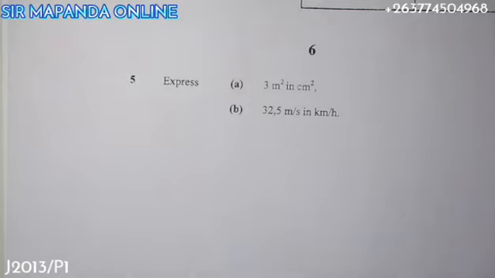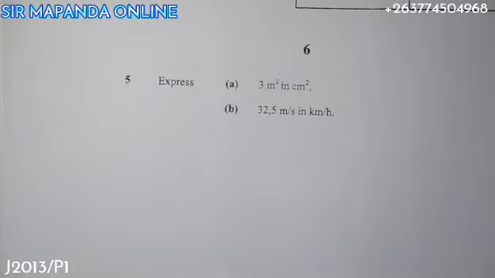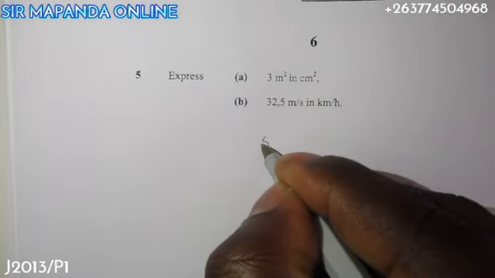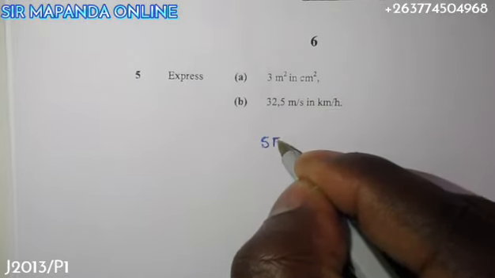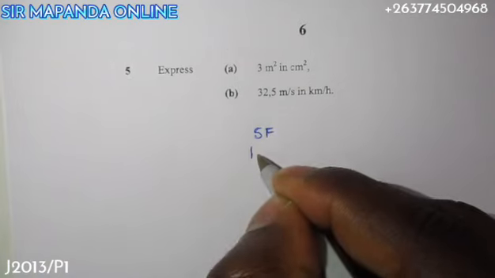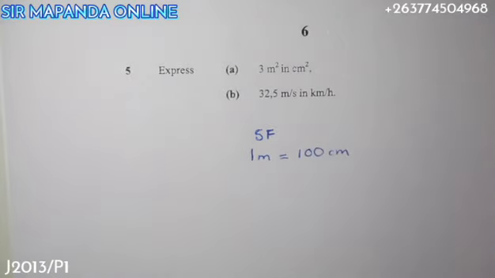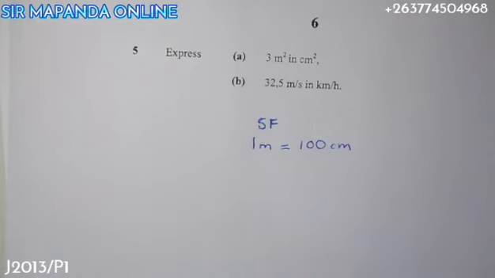All right, you are now on question number 5. It reads, express 3 square meters in square centimeters. Right, so what you need to do, you need to first of all identify the scale factor, I mean the relationship between meters and centimeters. So according to the scale factor, we say in 1 meter we have 100 centimeters. This is the scale factor relationship between meters and centimeters. In 1 meter we have 100 centimeters.